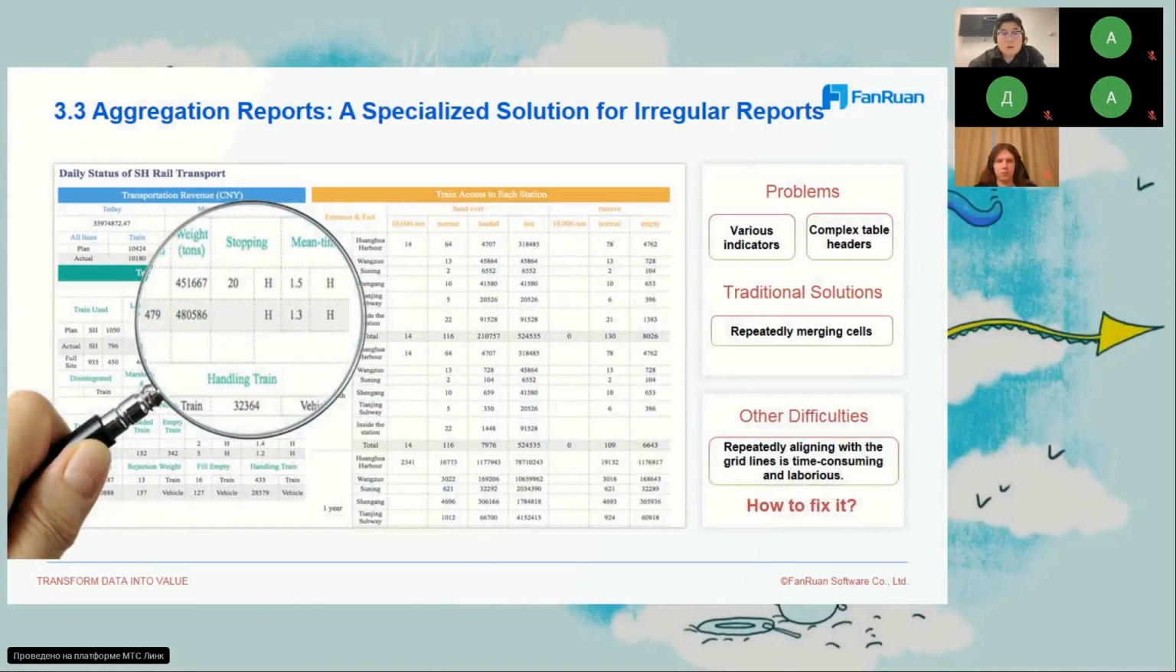Okay, about the aggregation report, it's a special solution for the irregular report. So when you have various indicators, or you have a complex table head as this, you have different table heads, you can use the aggregation report to analyze this data, so that you don't need to repeatedly merge the cells again.